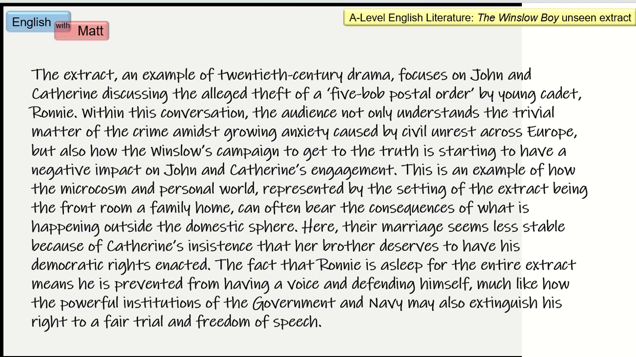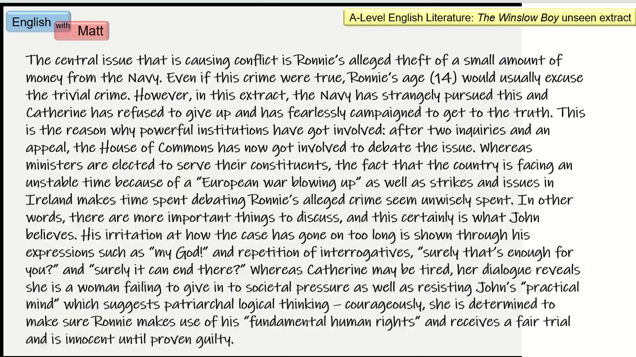So I haven't done it in this video, but every time, of course, there's a connection to language or meaning or staging or context or interpretation or connecting to the genre of political and social protest writing, you're going to get ticks. So that is an example of a response for the unseen extract response.